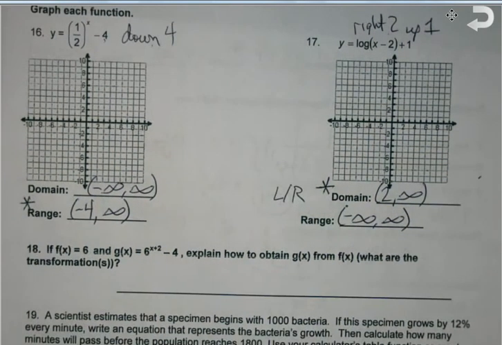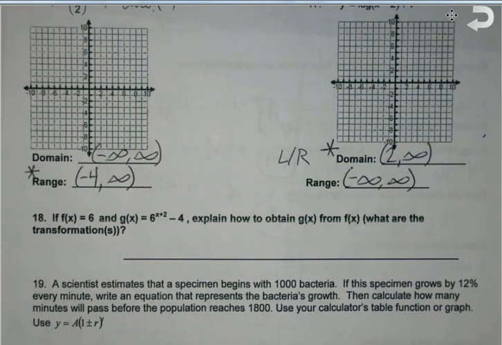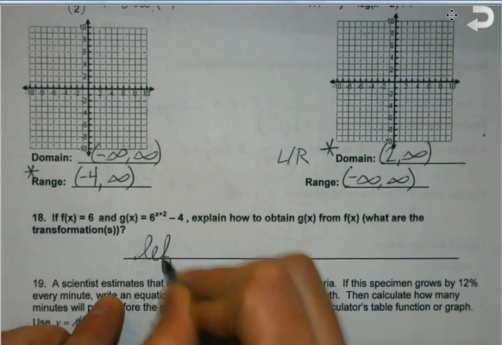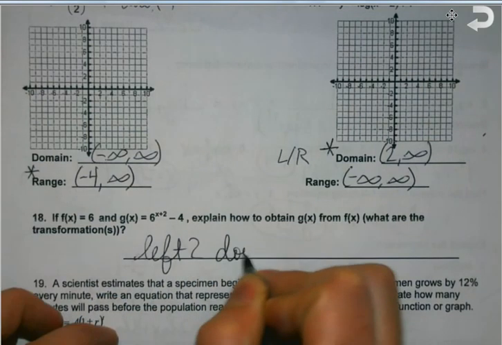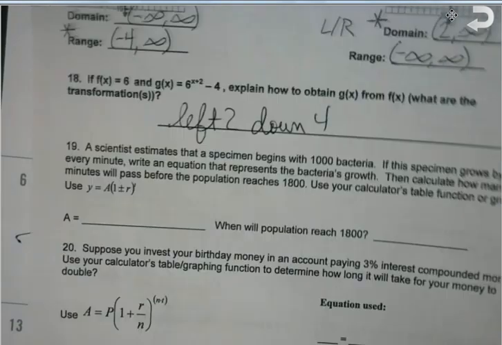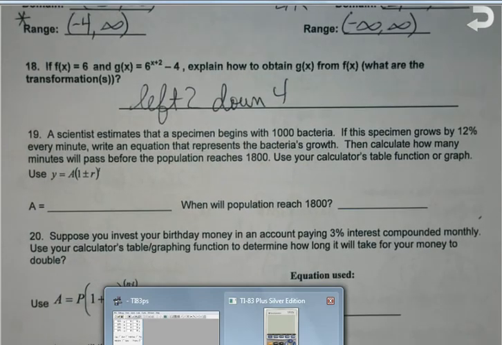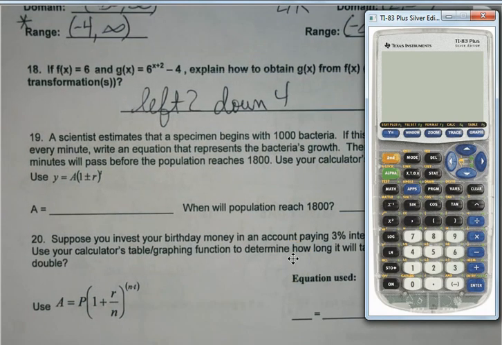And then again, 18's just talking about shifts. So what are my 2 shifts for 18? Left 2, down 4. Left 2 and down 4. That's all I need there. And then just to kind of give you a heads up on 19 and 20, because they're really similar in how they work. So I'll get you 19 up here.